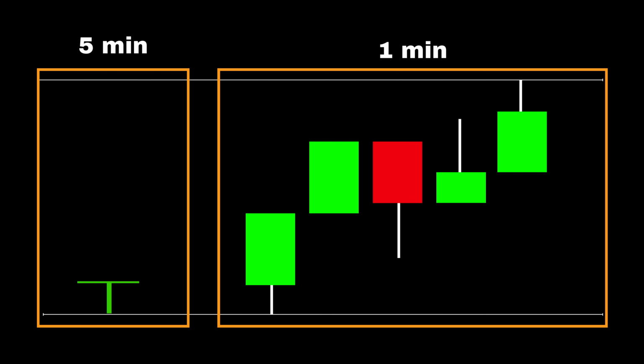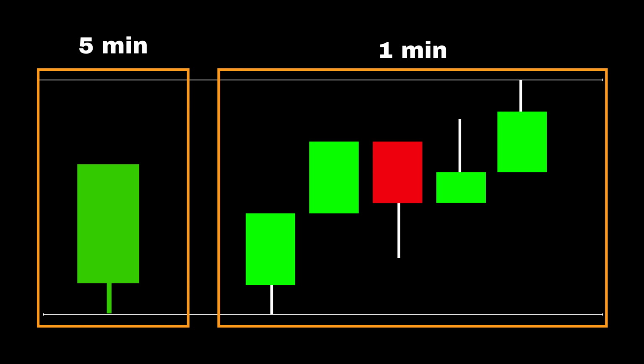Take a 5-minute candle, for example. On the 5-minute chart, you might see one big green candle showing strong buying. But if you switch to the 1-minute chart, that same candle actually breaks down into 5 smaller candles. The chart reveals all the little swings, 1 minute red, the next minute green, maybe some sharp spikes in between. The 1-minute chart shows the struggle, while the 5-minute chart compresses it into a single bar.